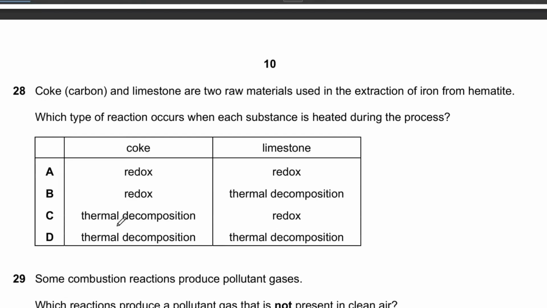Question 28. Coke, which is a carbon, and limestone are two raw materials used in the extraction of iron from hematite. Which type of reaction occurs when each substance is heated during the process? Now during the extraction of iron, the reaction that occurs when coke is heated is redox reaction. So there will be oxidation and reduction of carbon. So that means the answer is between A and B.